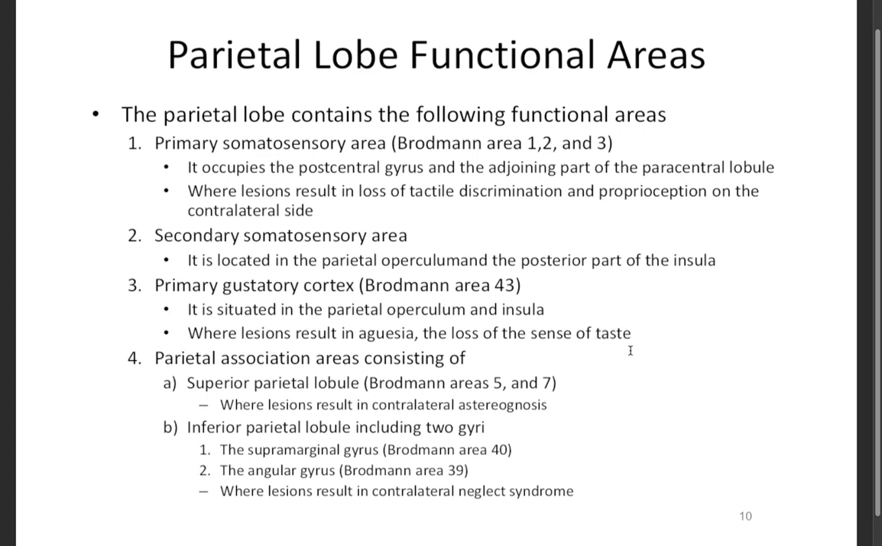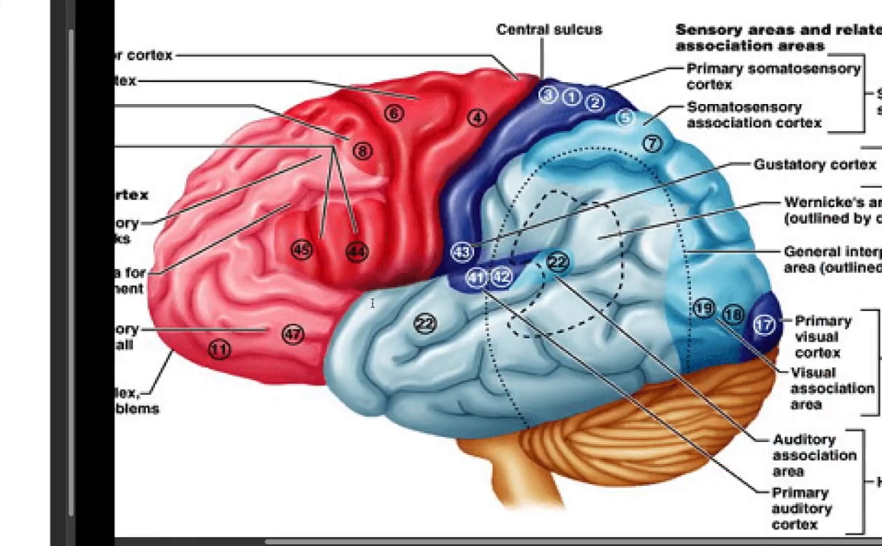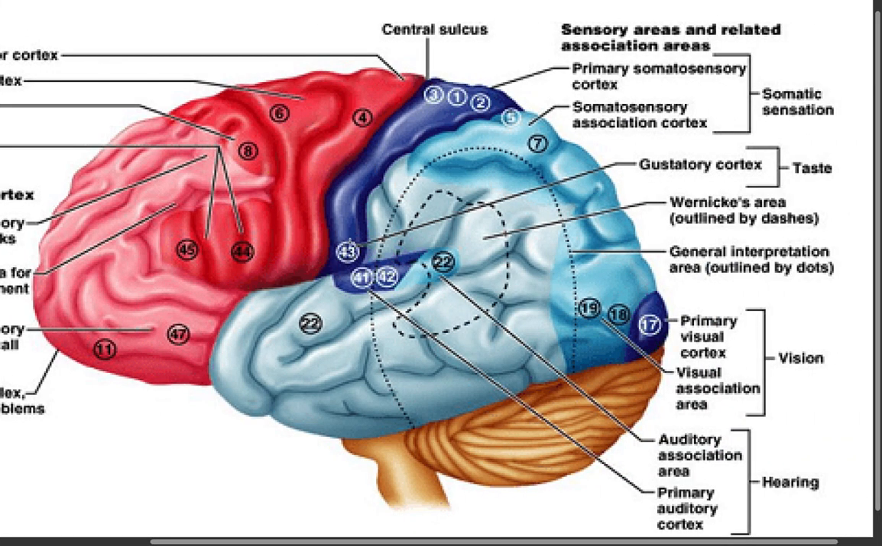So tasting will be lost from this area. This area is located in here. This is the gustatory area. Okay, this is the primary gustatory cortex that is responsible for tasting.